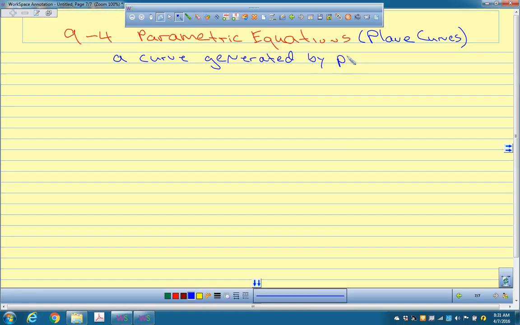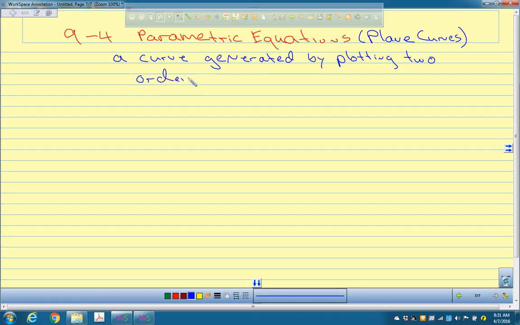It's a plane generated by plotting two ordered pairs, x of t and y of t. Okay, and so of equations.